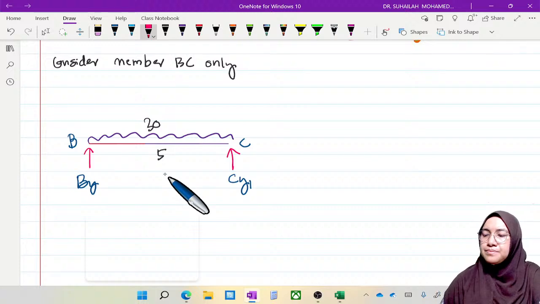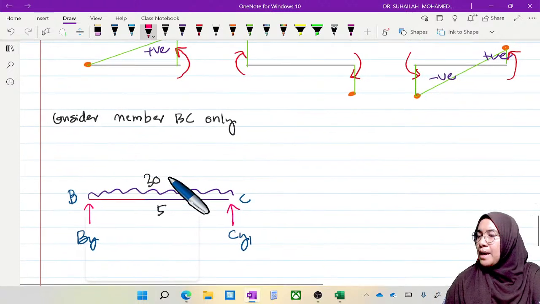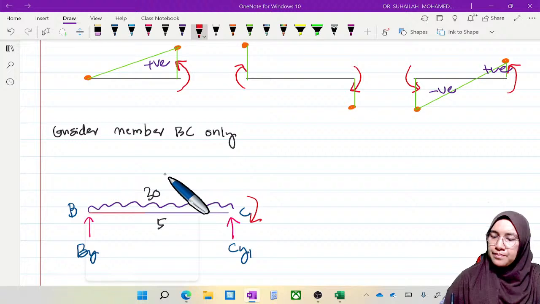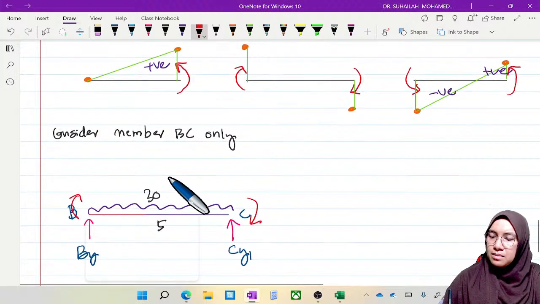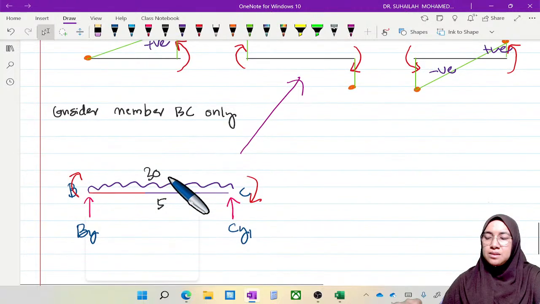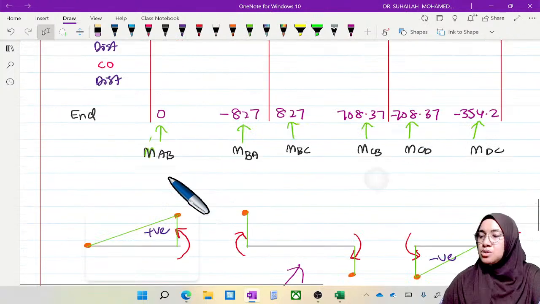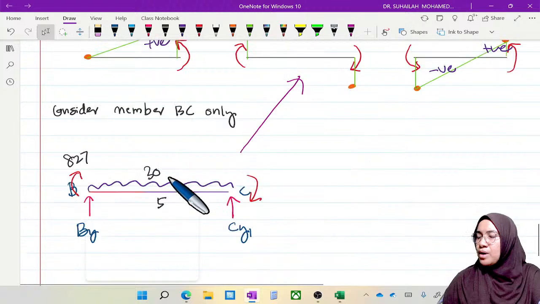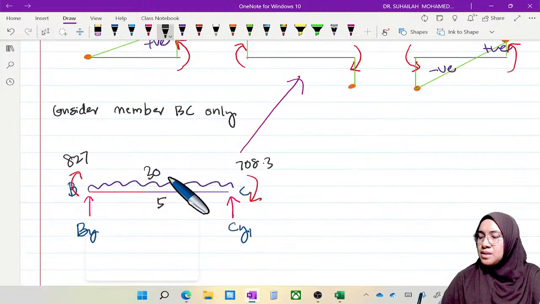And apply the moments that we get from the table, with the same direction, because we analyze the free body diagram for member BC only. So the moments are 827 and 708.37.